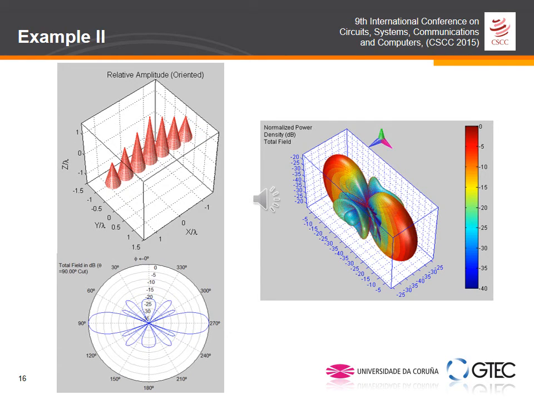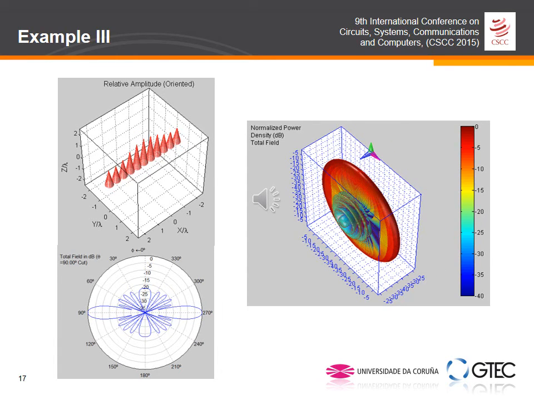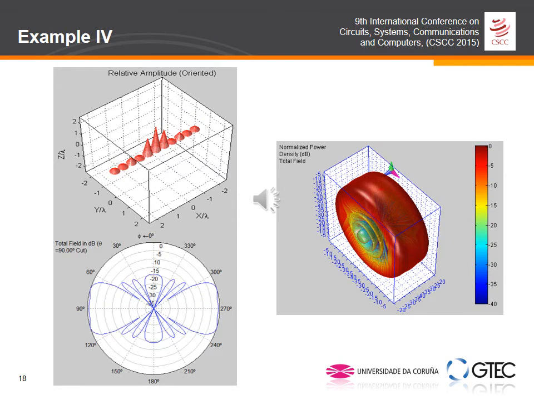In the second example, the dipoles of the linear array are equally spaced and the amplitude is triangular. We can see the radiation pattern in both 3D and 2D. The third example shows equally spaced isotropic elements, whose excitation is given by the Taylor distribution. To end up with the examples, we show equally spaced isotropic elements with a WL amplitude distribution.